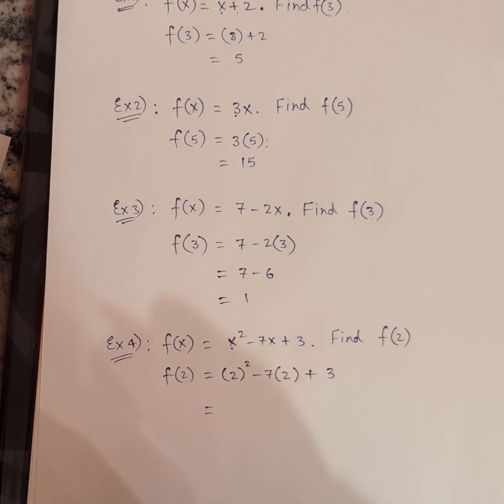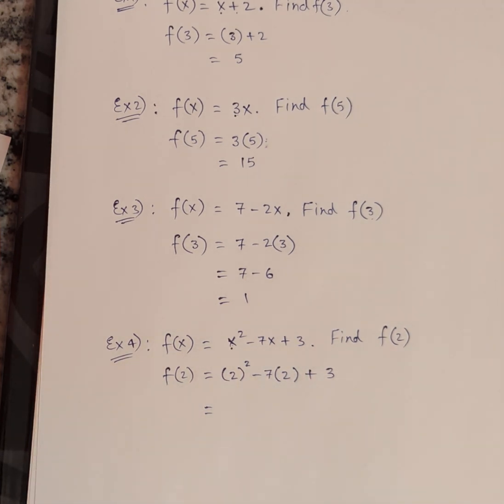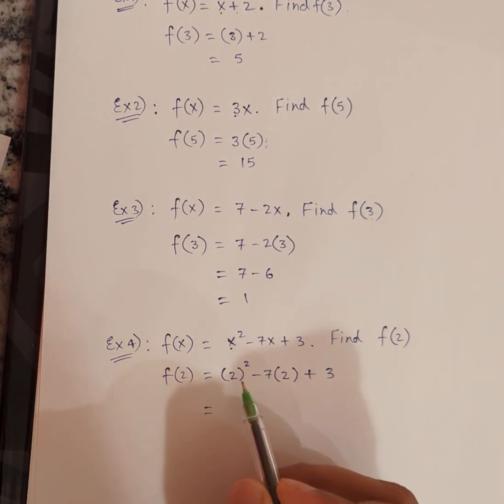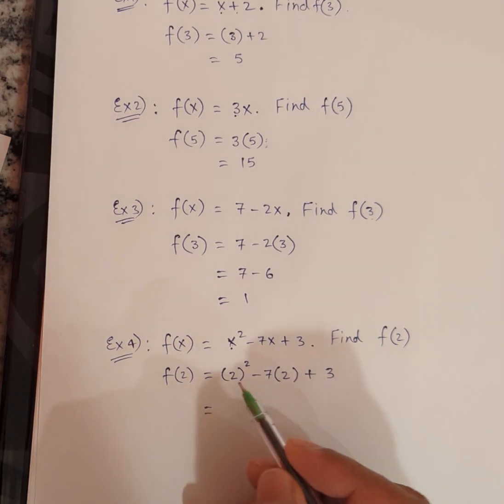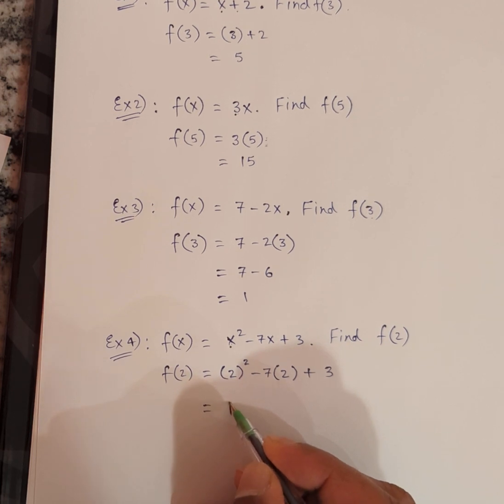So it has a whole bunch of operations, and the order of operations tells me to do the exponents first, and then multiplications, and then additions and subtractions. So it's better to take it slowly, do one step at a time. In the first step, I'm going to just do the exponent, 2 squared. 2 to the power 2 means 2 times 2, which is 4.